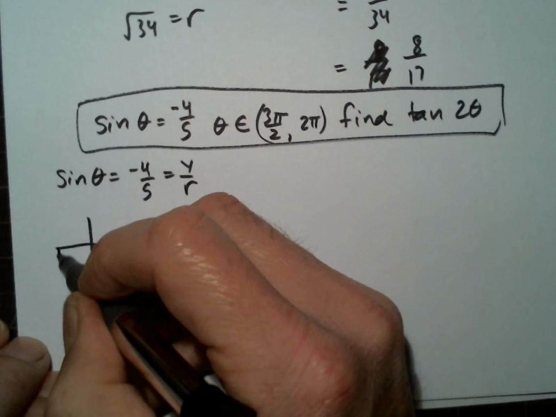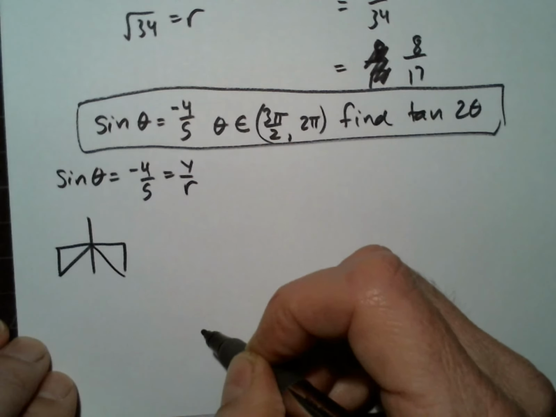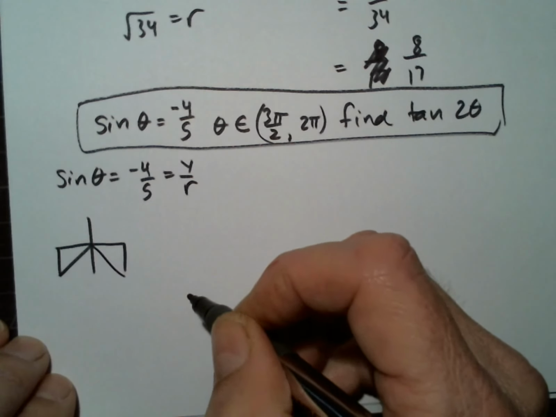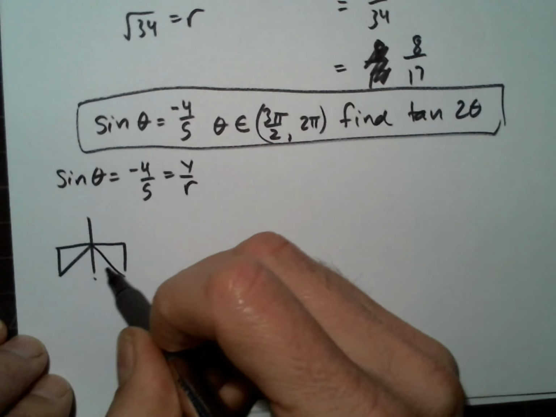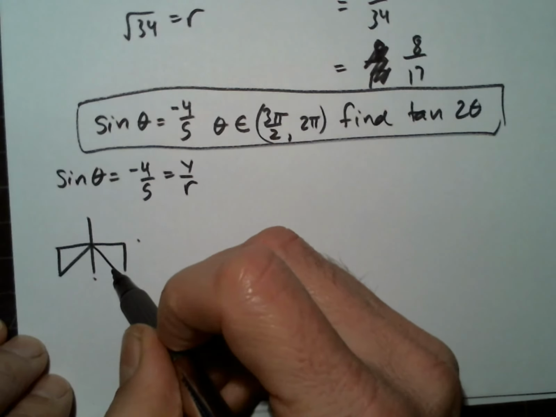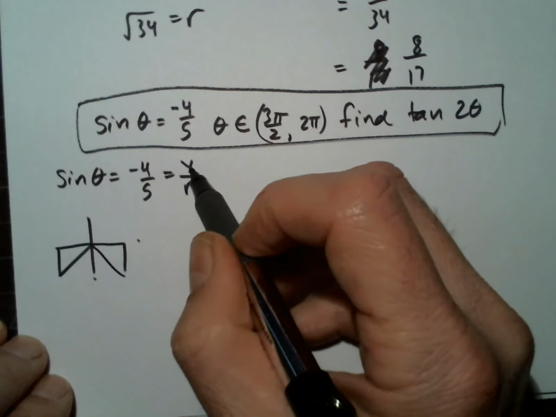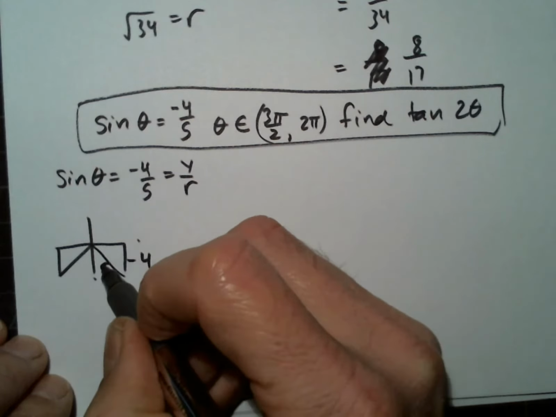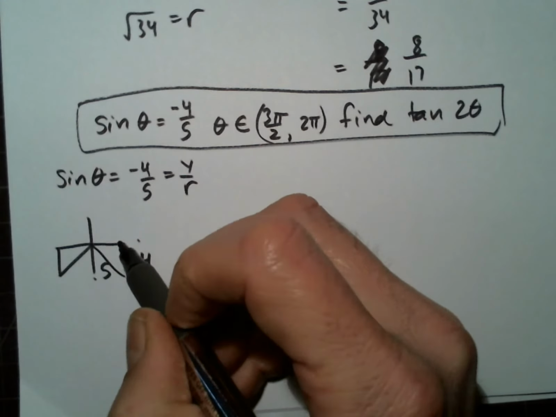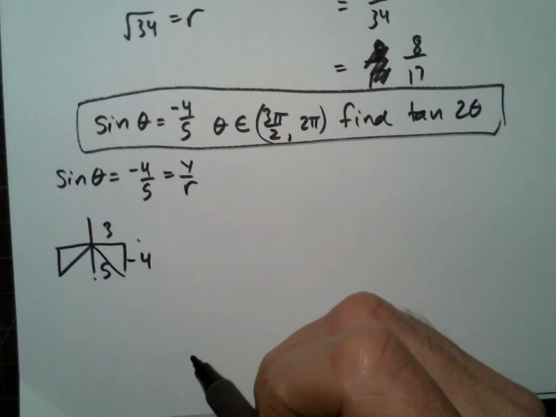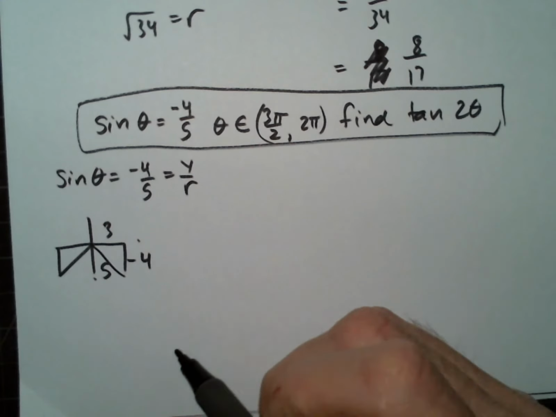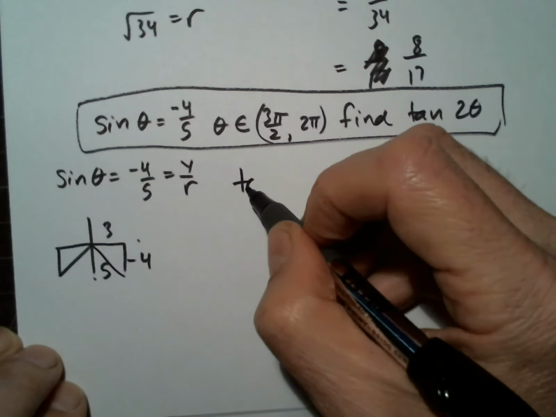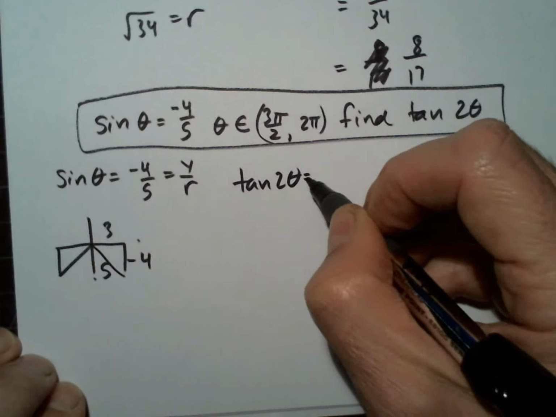Y is negative, so we could have angles in those quadrants, but this says 3 pi over 2 to 2 pi, so that's from here to here. We know we're dealing with that triangle. Y, R, and that's a 3, 4, 5. We have the missing side, and then we just use the formula for tangent.